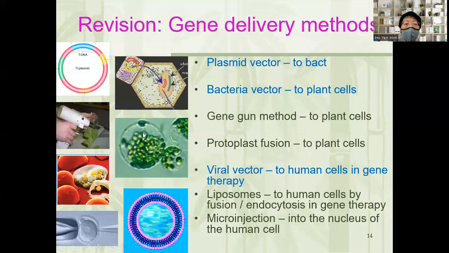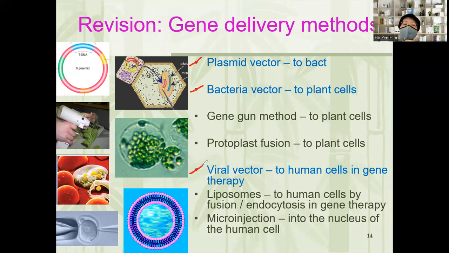Okay, so let's recap the gene delivery methods that we have learned so far. We have learned to use plasmid as a vector to introduce the gene to the bacteria. Just now, we looked at using bacteria as a vector to introduce the gene to the plant cell, like this diagram here. Those in blue color are in the syllabus.